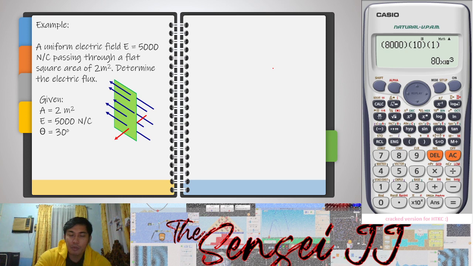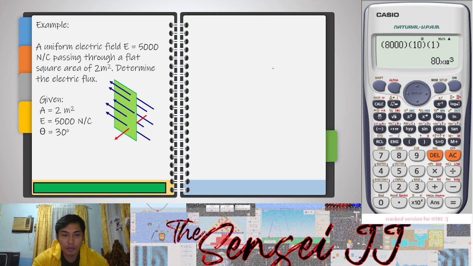Okay, so sige, I'll be giving you time to think kung paano ba natin siya i-solve. Okay, so we have here our timer again. So please try to solve this one, guys. We have here 2 square meter, and our electric field of 5,000 Newton per coulomb, and angle of 30 degrees. Okay, so please try to solve this, guys.